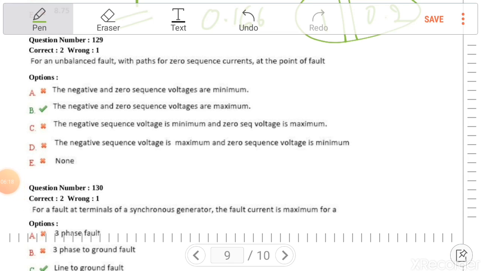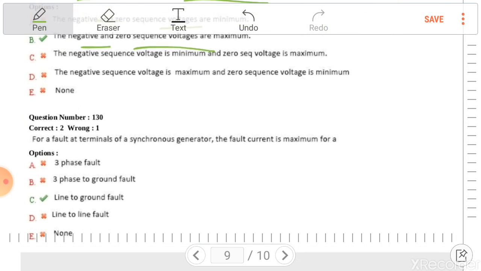In the next question: for an unbalanced fault with paths for zero sequence current at the point of fault, what will happen? Are negative and zero sequence voltages minimum? No. Negative and zero sequence voltages are maximum. So it is the correct answer. For an unbalanced fault, if there is a path for zero sequence currents, at the point of fault the negative and zero sequence voltages are maximum. Option B is correct. And the last question is, for a fault at the terminal of a synchronous generator, the fault current is maximum for LG fault. So we know that it is the most severe fault.